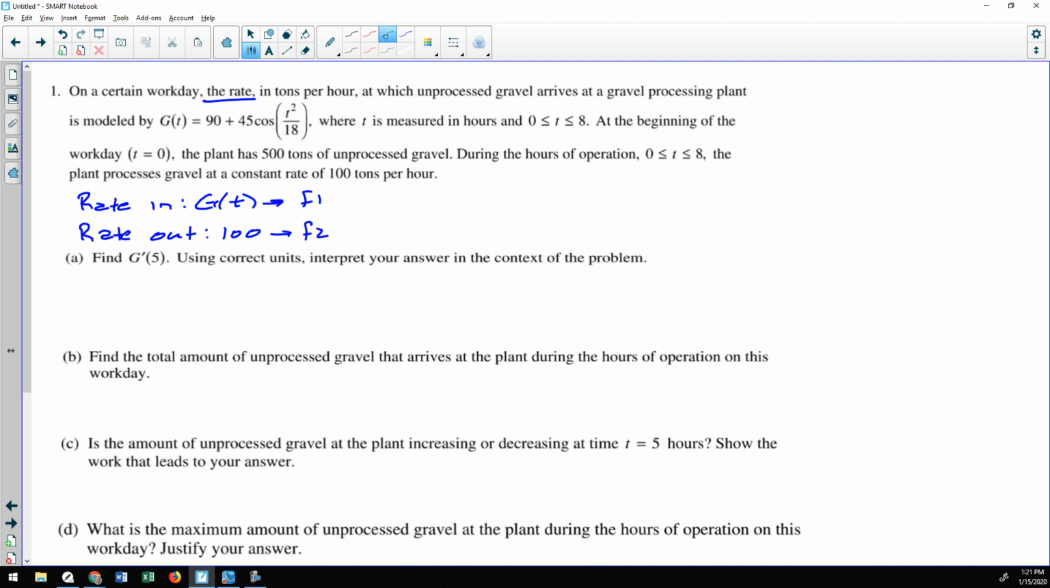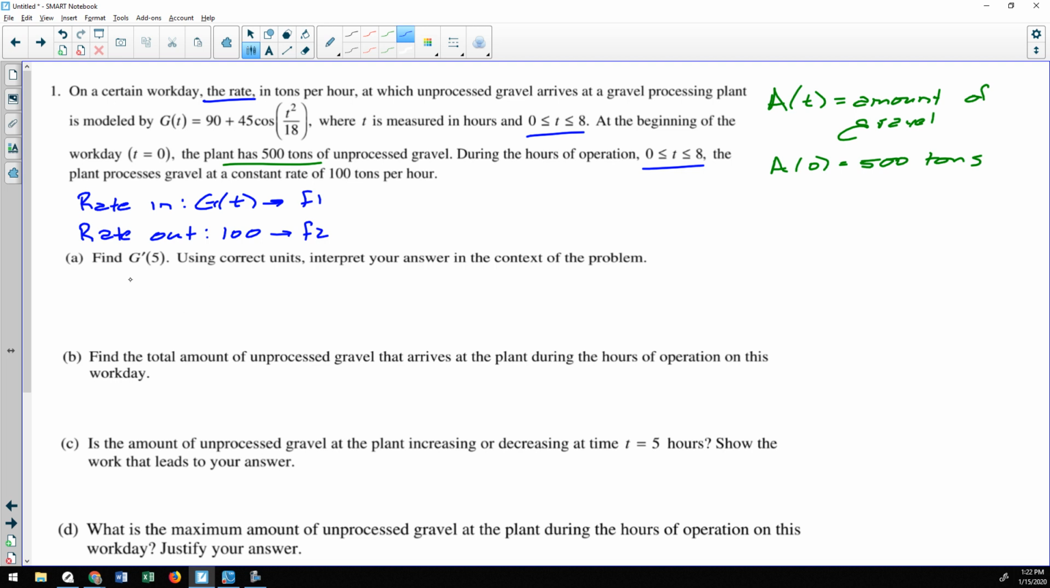Then they tell us that the amount of gravel at the beginning of the day is 500 tons. So what I will usually do is make a note to myself that A of t is the total amount of gravel. I'm defining that myself. And that the amount at time 0 is 500 tons. Okay, pay attention to the intervals. All functions are operating on the interval 0 to 8, so sometimes they will flip that up on you.